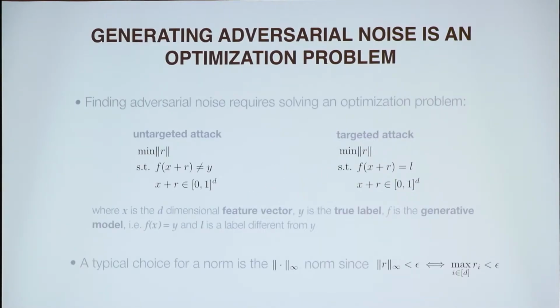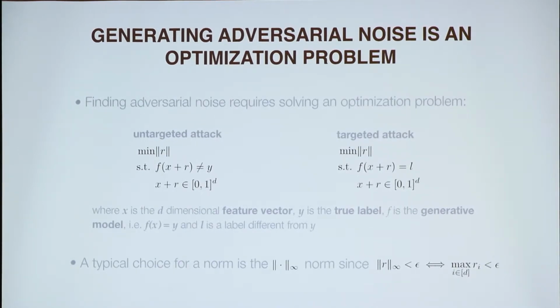Slightly more formally, generating adversarial noise is an optimization problem. To find adversarial noise, we're solving one of two problems. The one on your left is for untargeted attacks, and the one on the right is for targeted attacks. In a non-targeted attack, I only care about misclassifying my data point, so that it doesn't get classified as the correct label. But in a targeted attack, I actually care about the label, in this case L, that I'm targeting.